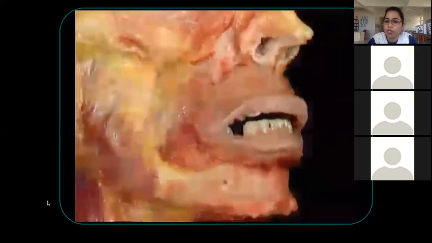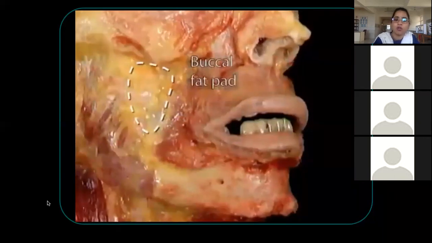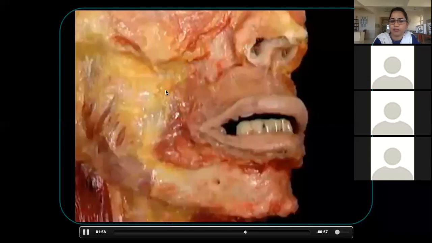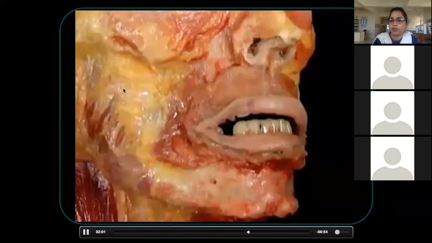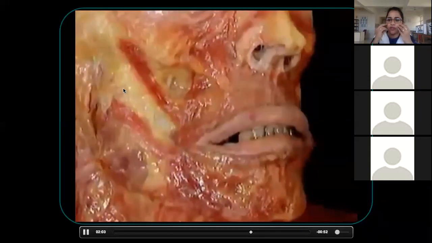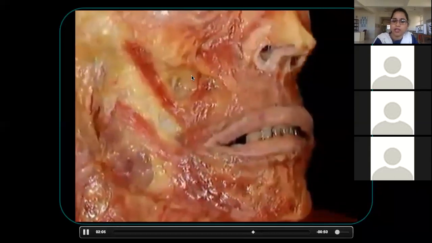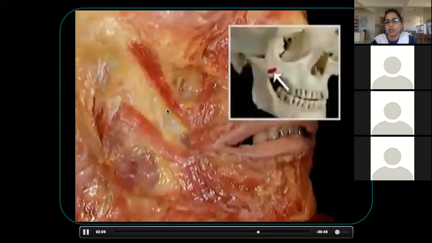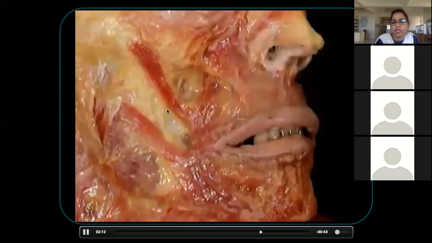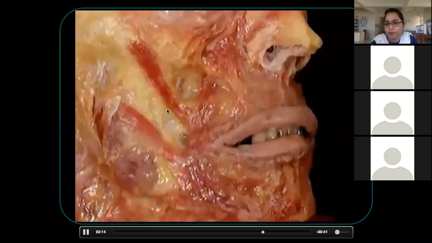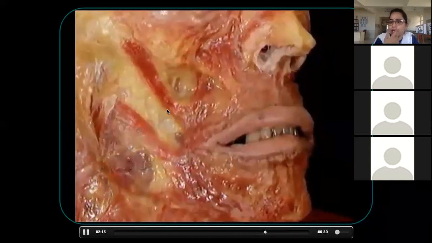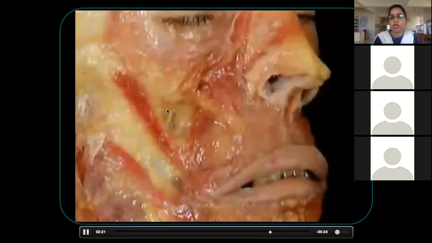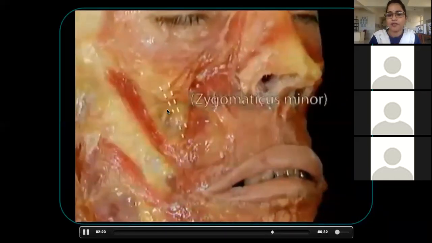the buccinator is also involved. I cannot see the buccinator unless I remove this buccal pad of fat. This is the buccal pad of fat, the cheek fat that is present here. Within that fat you can see zygomaticus major and zygomaticus minor, taking origin from the zygomatic bone and getting inserted into the skin around the oral cavity. That is the action of zygomaticus major and minor: smiling, laughing muscles.